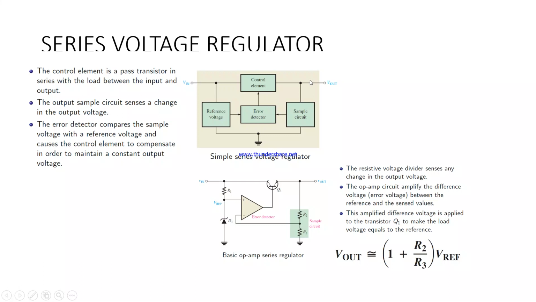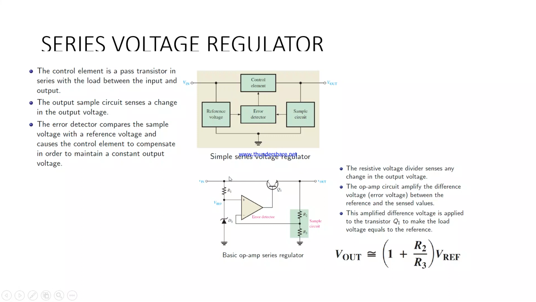The output sample circuit senses a change in output voltage, and this is detected as an error by the error detector, which compares the sample voltage with the reference voltage and causes the control element to compensate in order to maintain a constant output voltage, through which the regulation is achieved. The resistive voltage divider senses any change in the output voltage. An op amp can also be used. The op amp circuit amplifies the difference voltage, the error voltage between the reference and sensed values. This amplified difference voltage is applied to the transistor Q1 to make the load voltage equal to the reference. Here it is given with the block diagram.